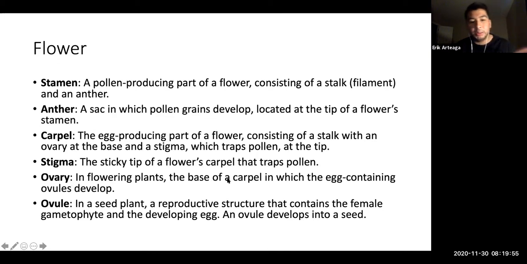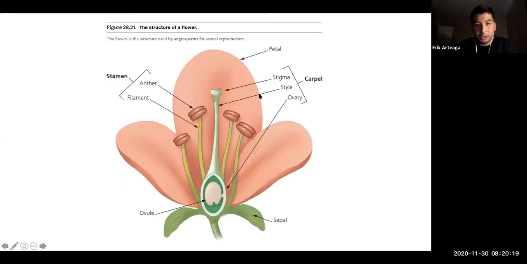Stigma is the sticky tip of the flower carpel that traps pollen. Ovary, in flowering plants, this is the base of the carpel in which the egg-containing ovules develop. And an ovule, in a seed plant, is a reproductive structure that contains the female gametophyte and the developing egg. An ovule develops into a seed. So this is what you'll see in the middle of fruit around the flesh, okay?